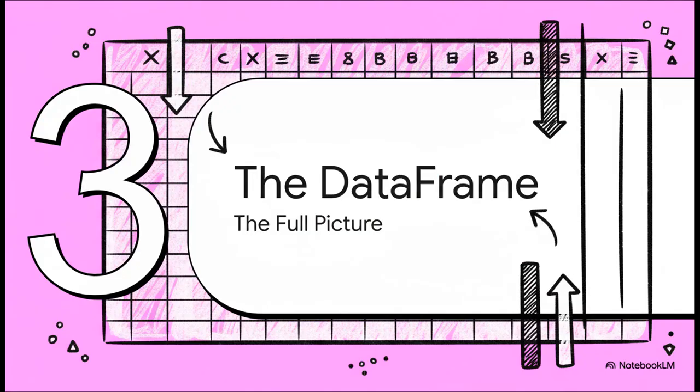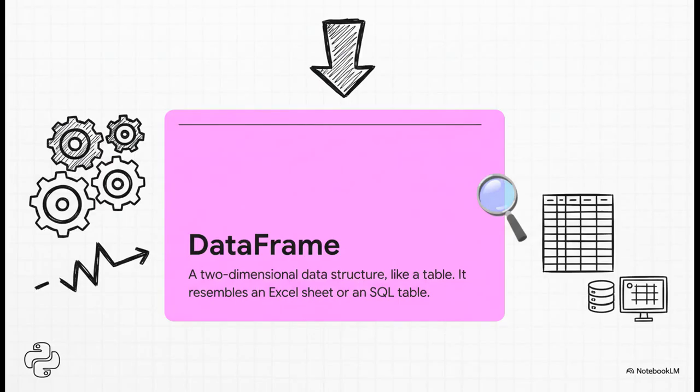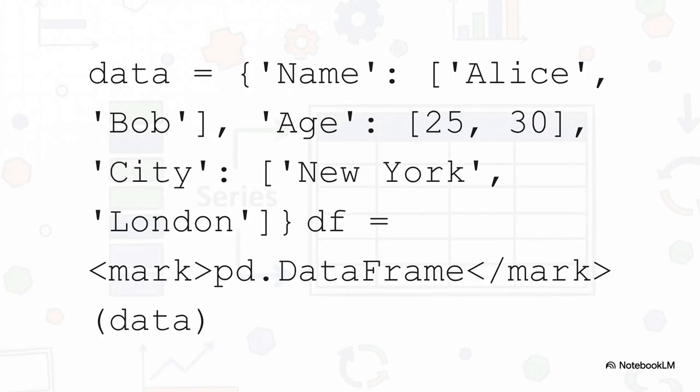All right, we've got the building block down, the series. Now let's put those blocks together and build a whole house. Let's talk about the data frame. The data frame. This is the real workhorse of Pandas. Just think of it as a full table. It's got rows, it's got columns, just like an Excel sheet or a SQL table. The big difference? It's sitting right there inside your Python code, just waiting for you to tell it what to do.